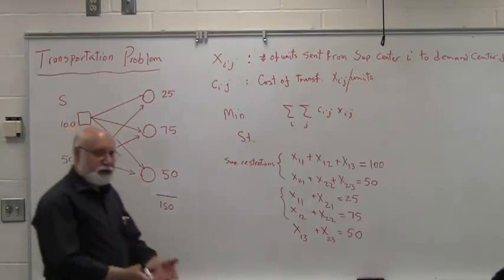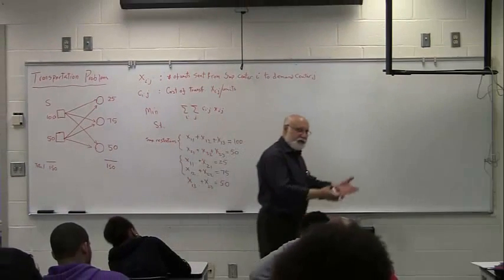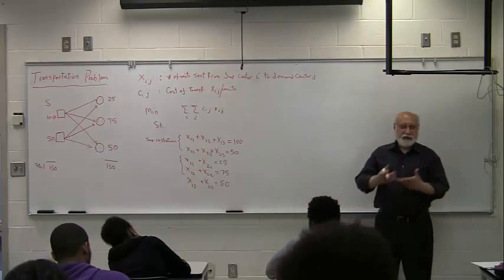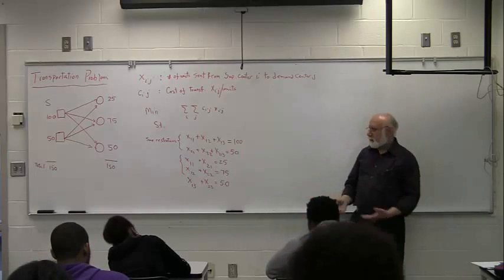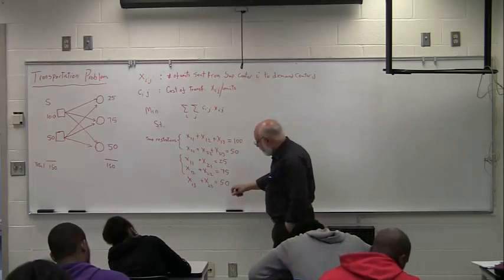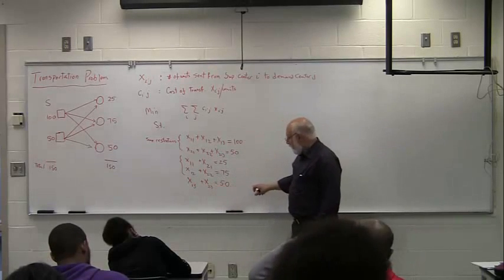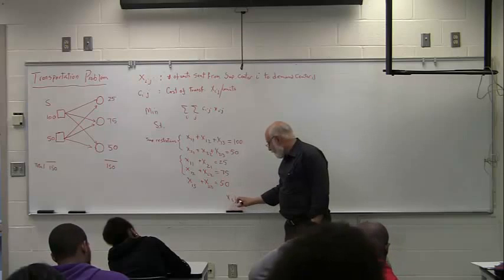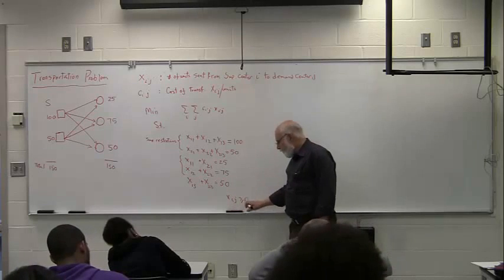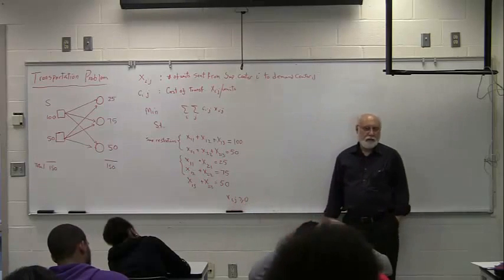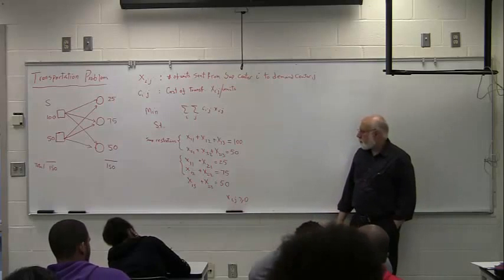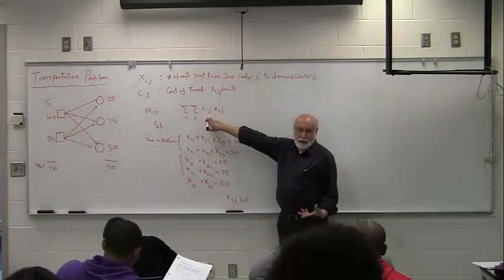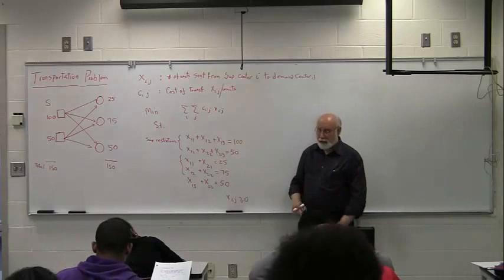Because these are goods, materials, trucks, something physical that exists, or even electricity which is being transferred, the amount of the electricity you're transferring and so on, all these XIJs are greater than or equal to 0. These sets will allow these numbers to make sense.